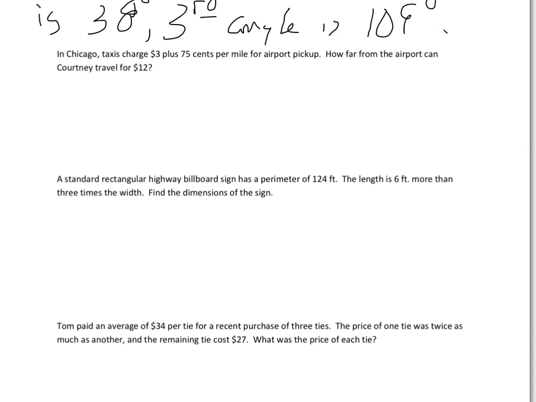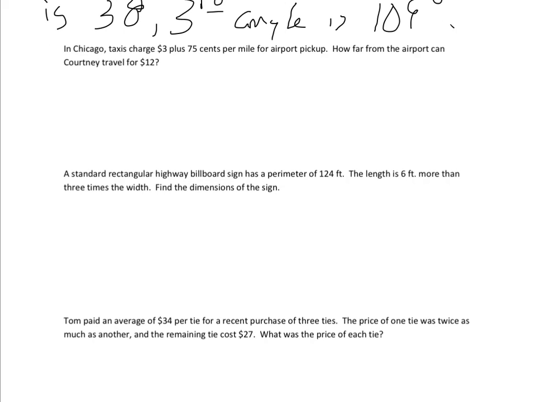So the second one's about taxis, and in Chicago, a taxi charges $3 plus 75 cents per mile for airport pickup. How far from the airport can Courtney travel for $12? Well, this is one of those problems where there's a fixed cost. Like, it costs $3 just to get in the taxi, regardless of how far you drive. Then 75 cents per mile. Now, because it asks how far from the airport, we want x to equal the number of miles. Okay? So, we're trying to find out when her cost is going to be $12.